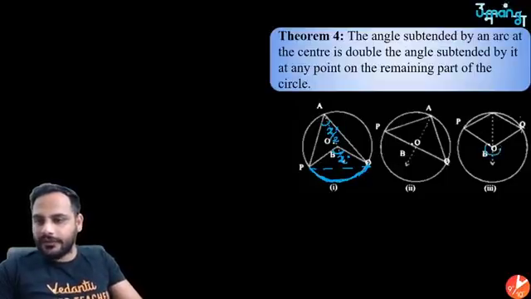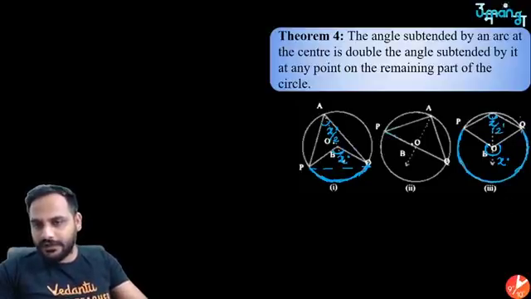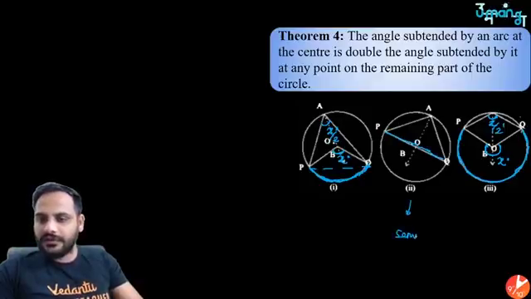Similarly, if this angle over here is, let's say, x degrees, so this arc is subtending an angle of x degrees at the center. So in the remaining part of the circle here, we will get x by 2 degrees. And if PQ is the case of a semicircle, it is a special case. The angle subtended over here will be 180 degrees because it is a straight line. So this angle will be half of it, which is 90 degrees.